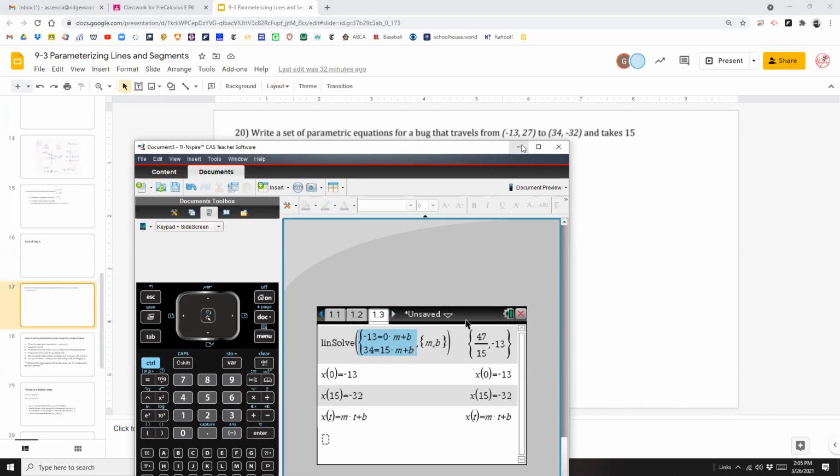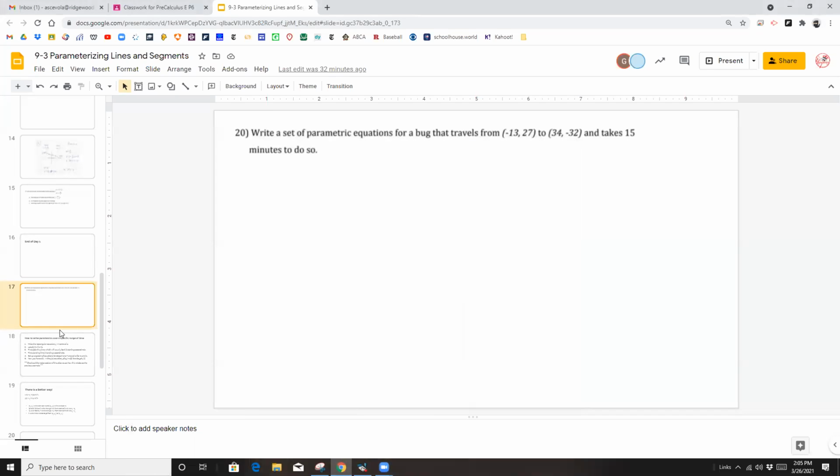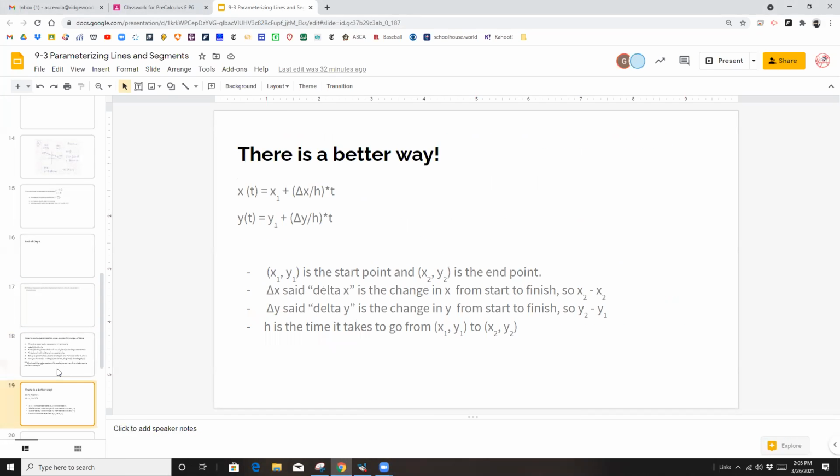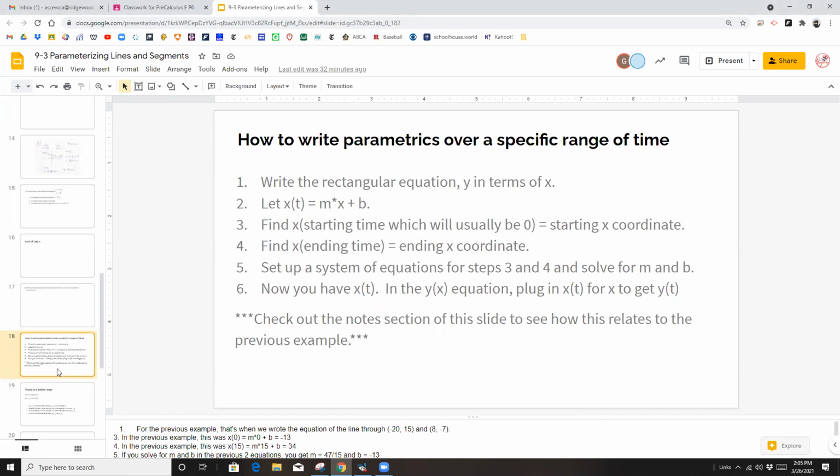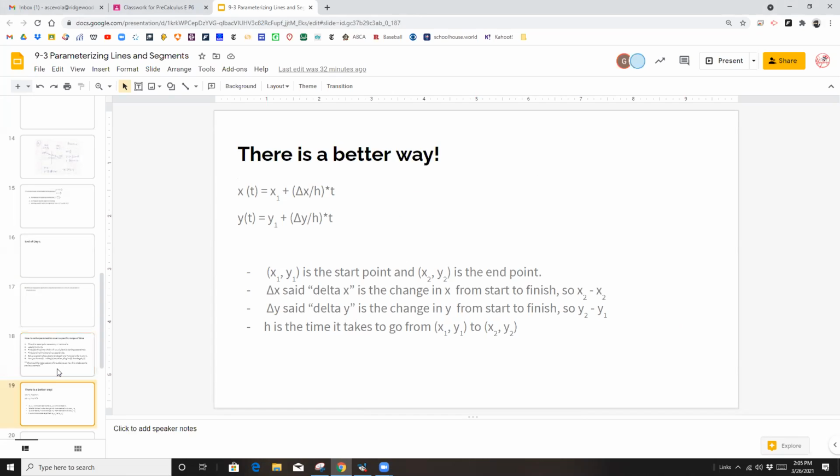Now, you don't ever have to do it that way ever again. I just want you to see that this right here on slide 19, and slide 18 explains how I did it the first time. And again, you could probably never read that slide again. Slide 19 right here is what I need you to use going forward. If you want to do it the way on slide 18, that's cool too.